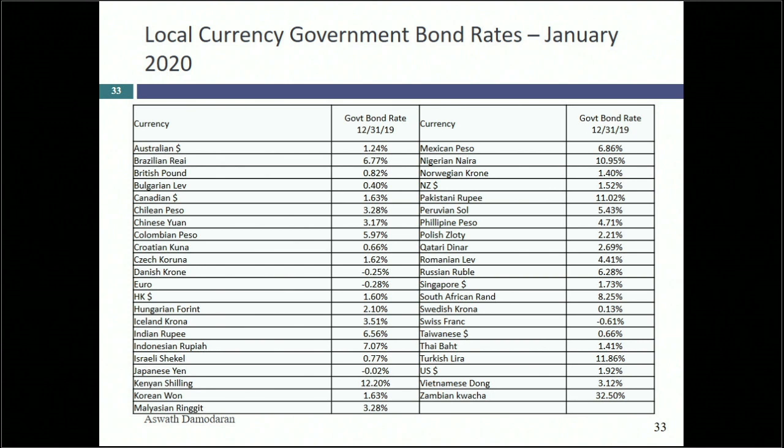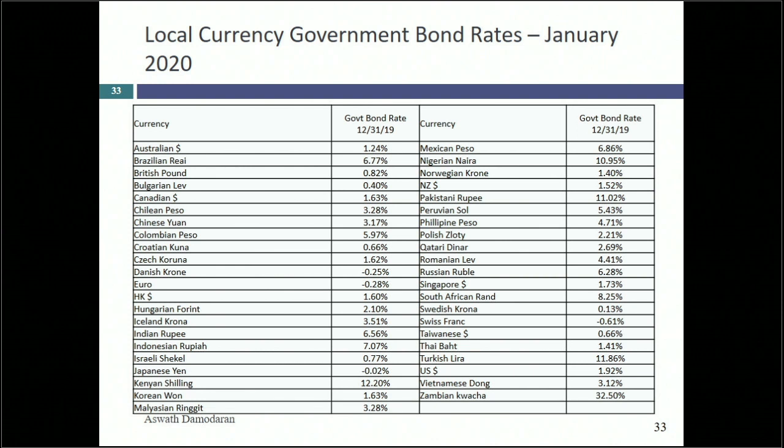Some of these government bond rates I wouldn't trust further than I can throw them, because they're not exactly market-set numbers. That Zambian Kwacha 10-year bond, if you call your broker and say, can you buy that 10-year bond for me? Good luck with that. Let's see how liquid it is and who's trading it. But let's start there. Those are the government bond rates.